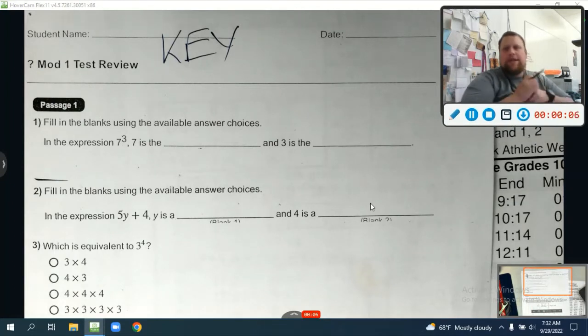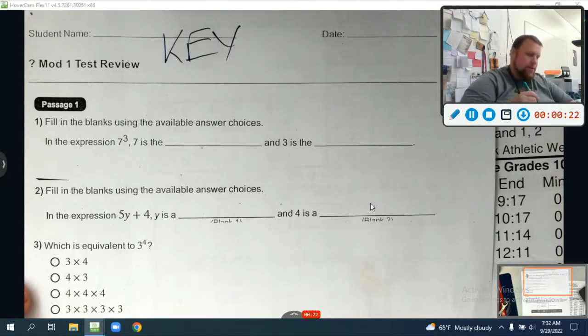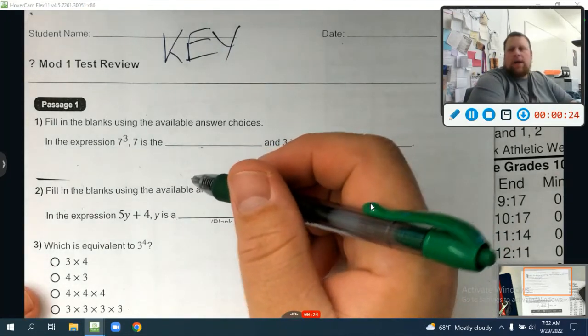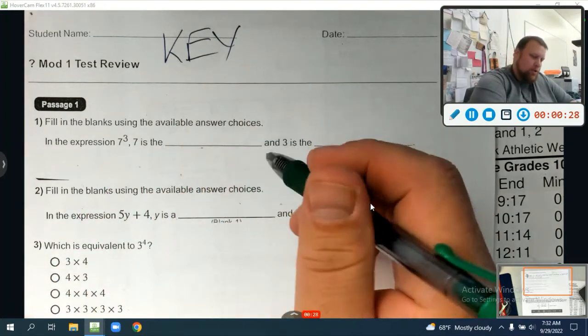This is the Mod 1 test review. So let's talk about it. This is fill in the blank using the available answer choices. By the way, I'm assuming you have attempted this, or if you haven't, pause this, attempt it question by question. You can then watch. That is always the best policy, but nevertheless, let's go. I'm just going to zip through this, and that's why I'm assuming you've tried it. You're just watching this to make sure you did it right or get help on questions you struggled with.